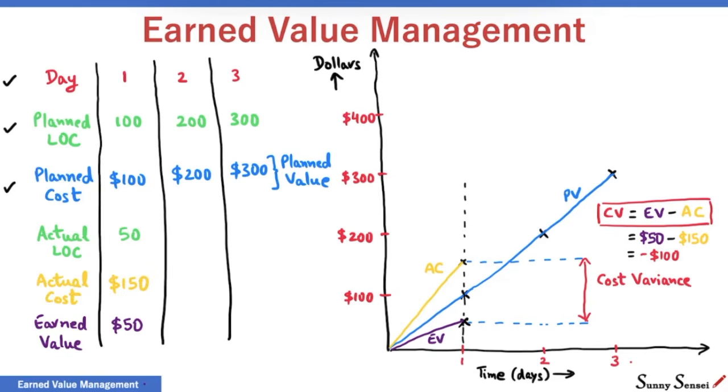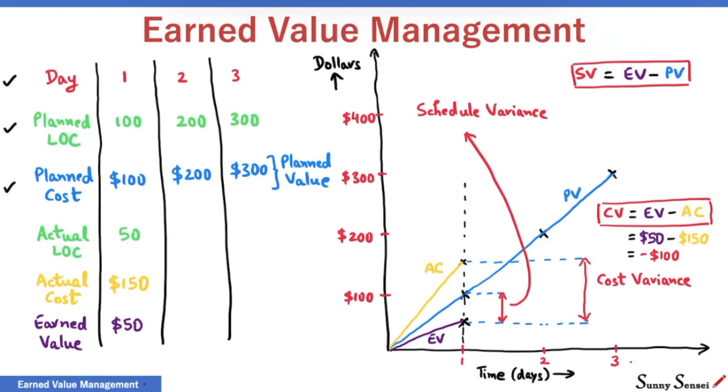Next, let's look at the schedule. We were supposed to complete $100 worth of activities at the end of day 1. The planned value was $100. But in reality, we could only complete $50 worth of activities. The earned value is only $50. We are behind schedule. The gap between earned value and planned value is the schedule variance. It is simply earned value minus planned value. 50 minus 100 is minus $50, the schedule variance. Again, negative is bad and indicates that we are behind schedule.